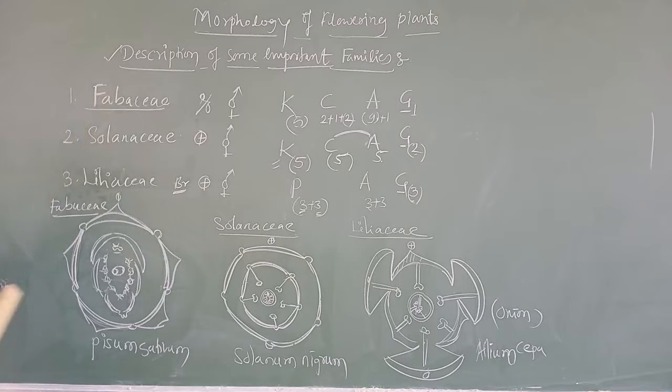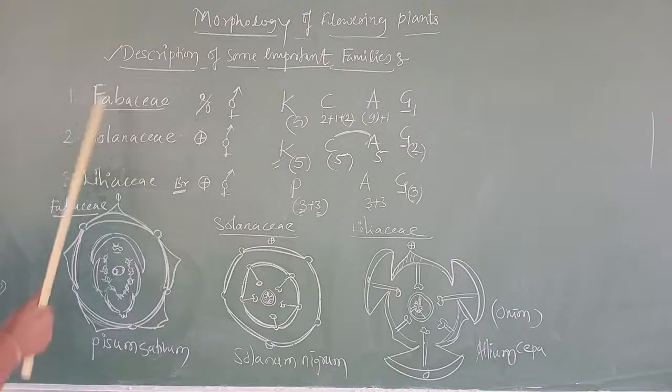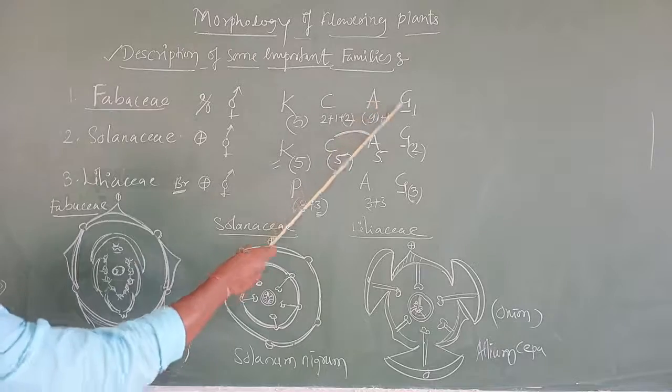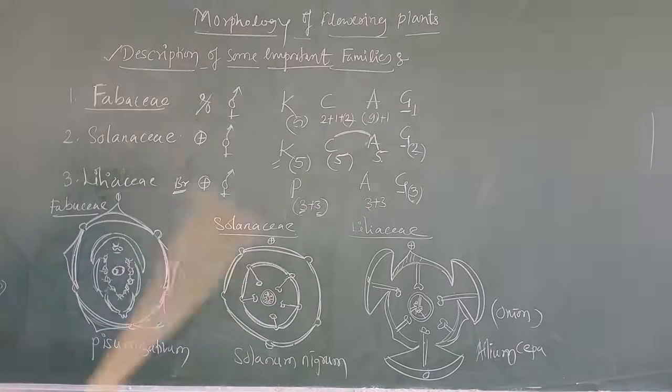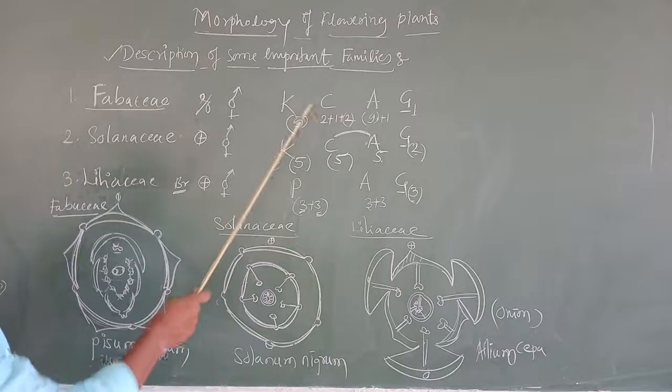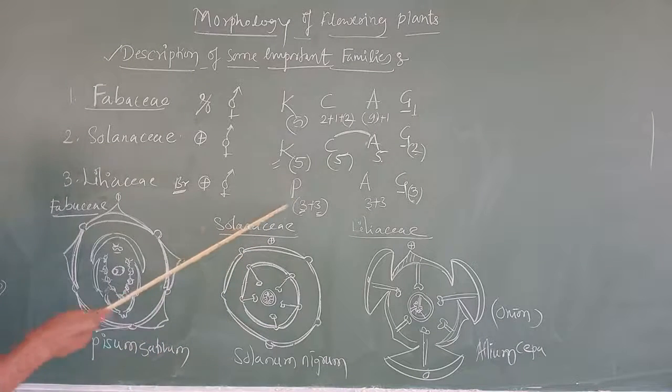All these 3 families are bisexual. You used to write bisexual first. Bisexual in the sense you are going to write that all these are having androecium, gynoecium, androecium, gynoecium, androecium and gynoecium. Apart from this, you write calyx and corolla. That is very important. That's why calyx, corolla, and here calyx, corolla are not distinct, so I have written here perianth.